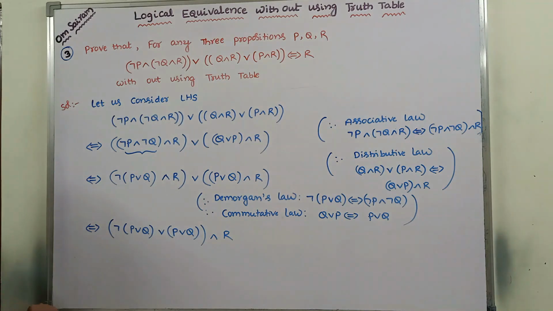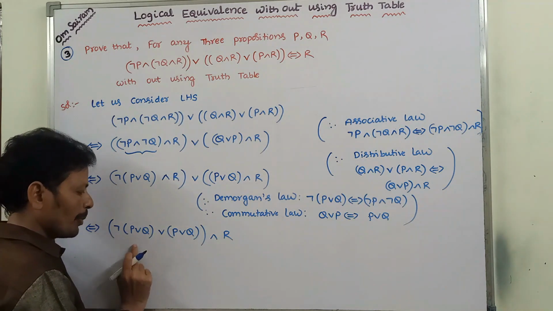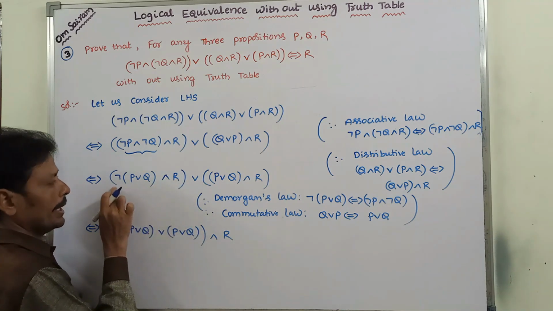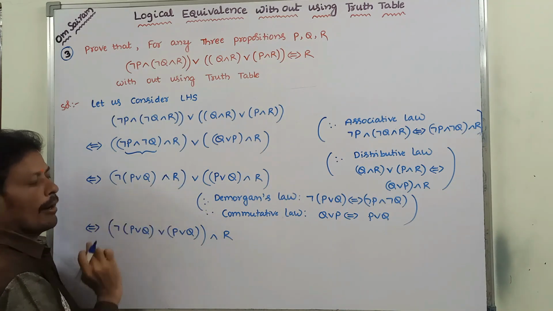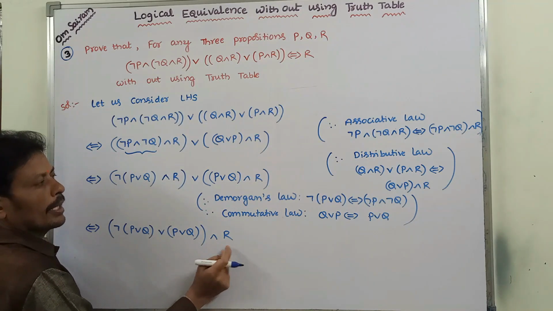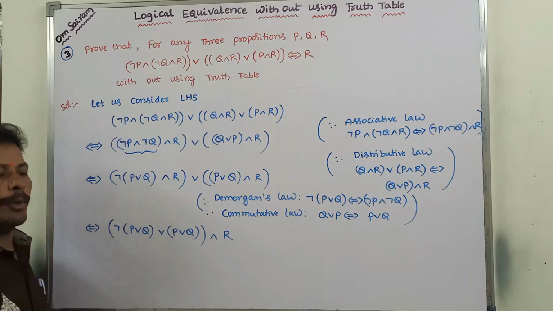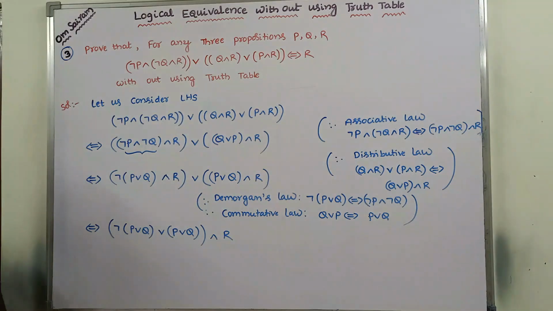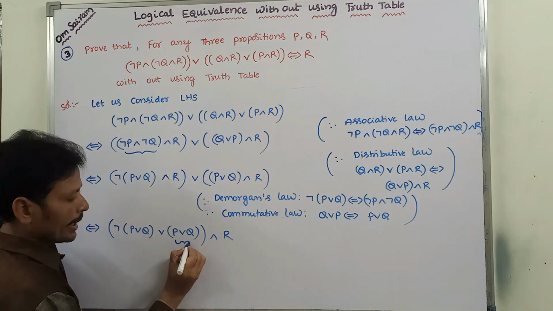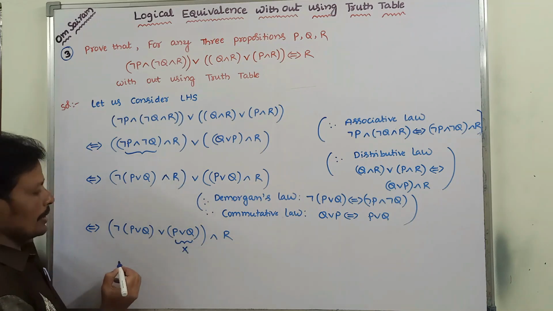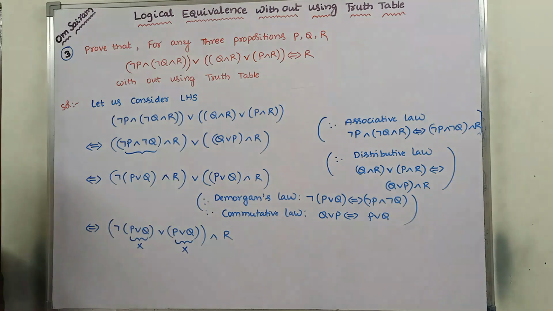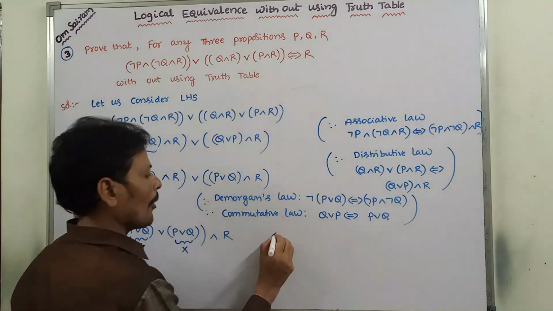Whether it is correct or not. So negation of P or Q is multiplied with and R. We are getting negation of P or Q and R. Or next, P or Q is multiplied with and R. We are getting P or Q and R. Okay. Now, here this thing can be taken as X. Now it is also taken as X.